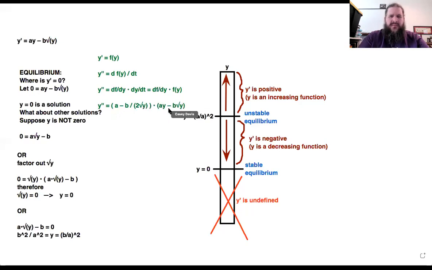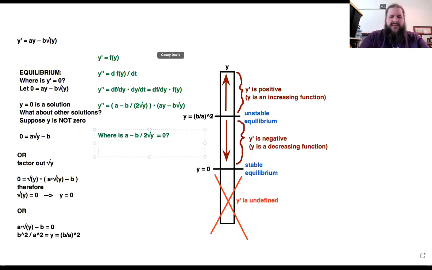And note that that's a product. So you can check where df/dy is 0, see if there's any new y values that make this whole thing 0. And also f of y being 0, we already know where f of y is 0. That's 0 at y equals 0 and y equals (b over a) squared. So we just need to check this extra df/dy. Where is a minus b over 2 root y equal to 0? That'll tell us where the inflection points are.